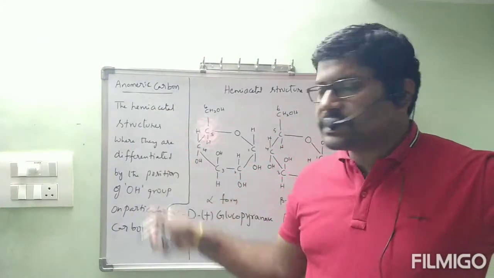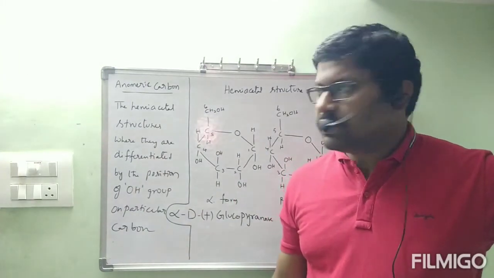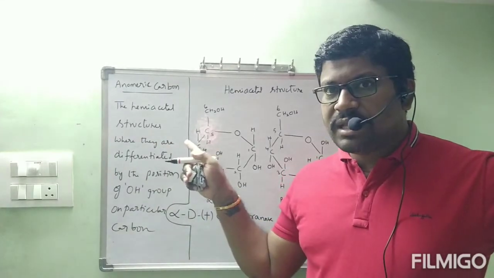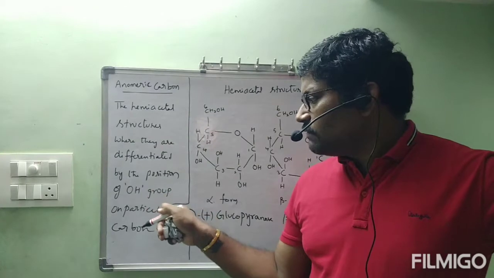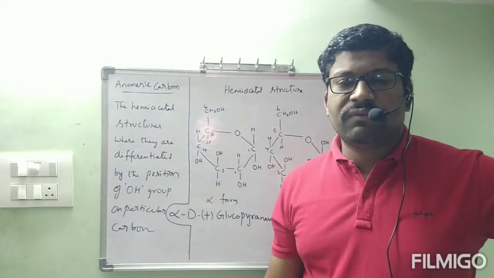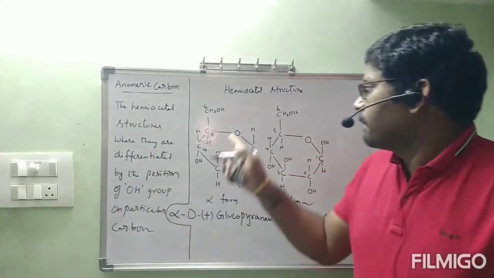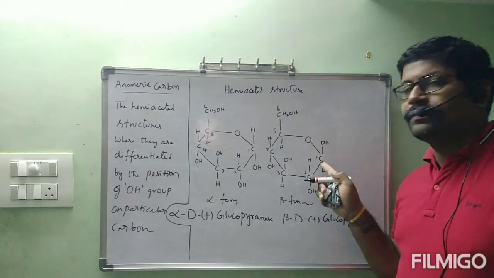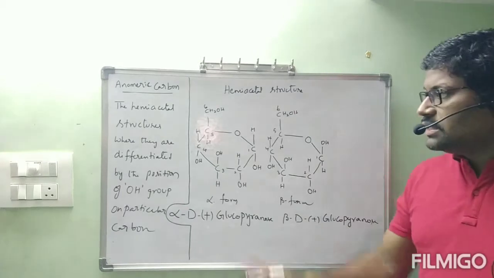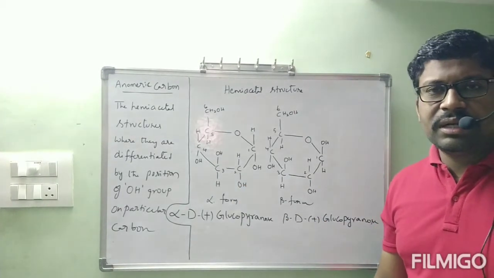In notes, you can write this definition for anomeric carbon: the hemiacetal structures which are differentiated by the position of OH on a particular carbon. So what is the anomeric carbon of glucose? The anomeric carbon of glucose is C1. This is about the structure of glucose. Everything regarding glucose is completed.